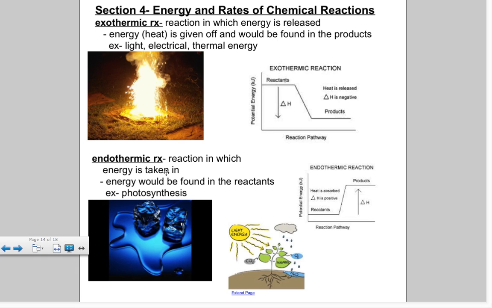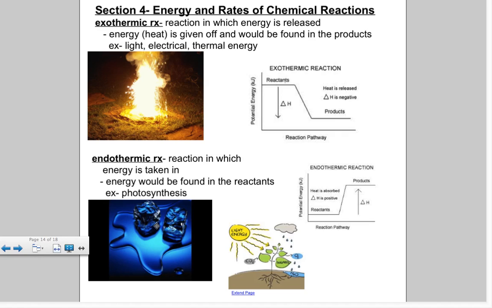Endothermic is when energy is taken in the reaction. So if it's taken in, the reactants would have a lot of energy. When the energy is taken in, then there'd be more energy in the products. So energy is taken in here. So photosynthesis would be an example of this.